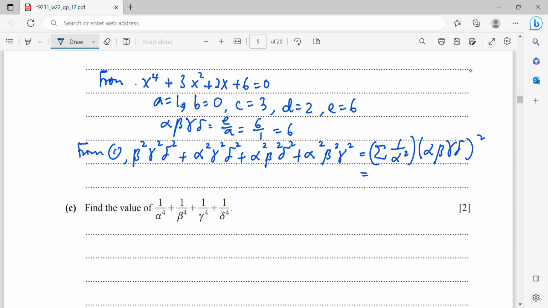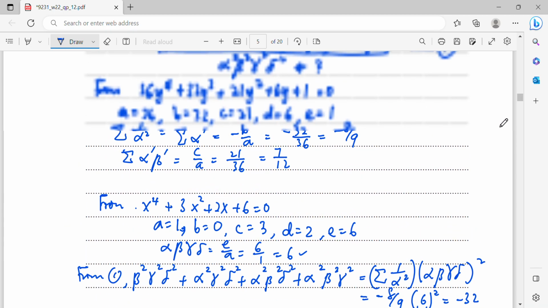We have found this value just now, negative 8 over 9. And alpha, beta, gamma, delta is 6, so 6 squared. So at last we'll get negative 32. Okay, so this is how we solve this question.